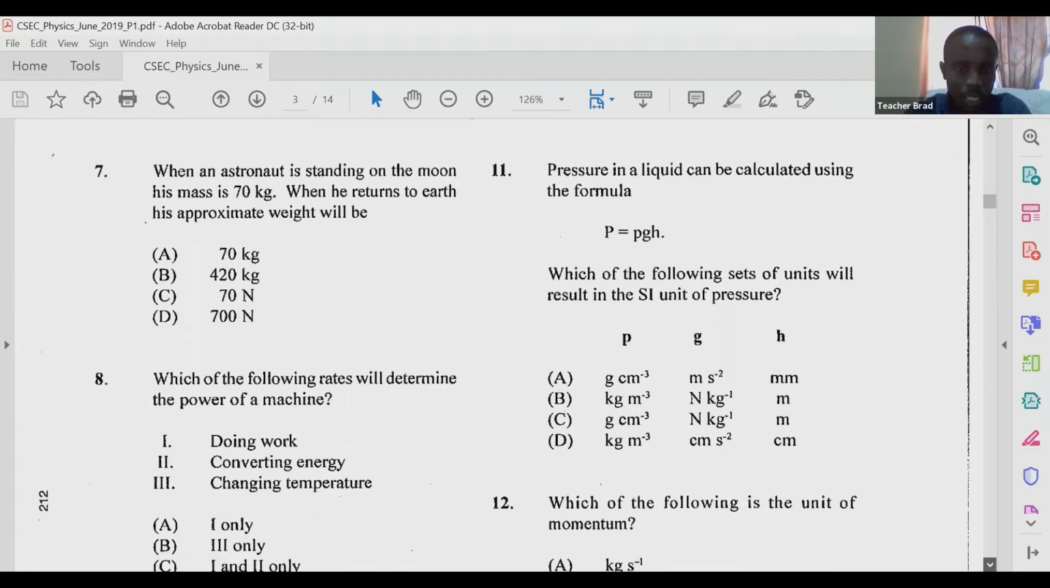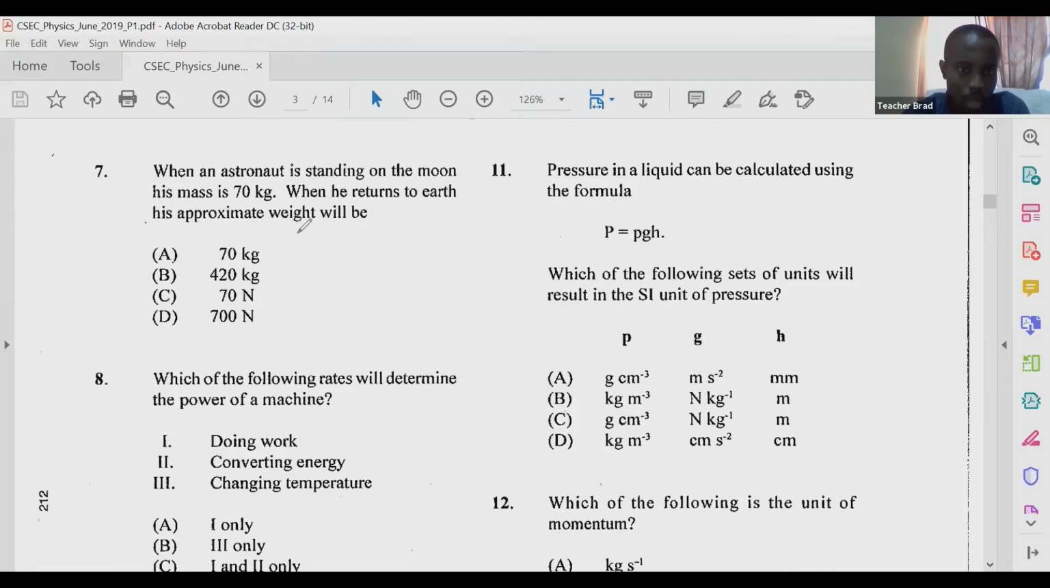All right, question number 7. It says, when an astronaut is standing on the moon, his mass is 70 kilograms. When he returns to the Earth, his approximate weight will be. So whether he's on the moon or on Earth, his mass remains the same. However, his weight changes depending on where he is. But his mass will remain the same.